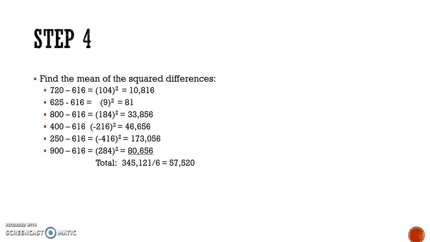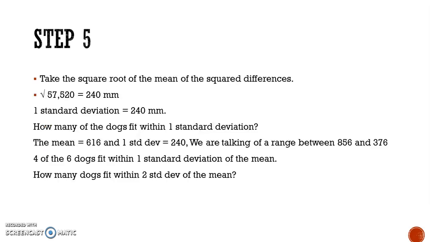Step 4. Find the mean of the squared differences. So I added up all the squared differences and I divided by 6, and I got the average of 57,520. Like, oh my gosh, that's ridiculous. I know. Step 5, take the square root of the mean of the squared differences. The square root of 57,520 is 240 millimeters, and that is 1 standard deviation.